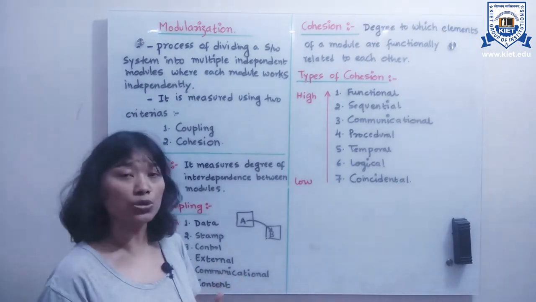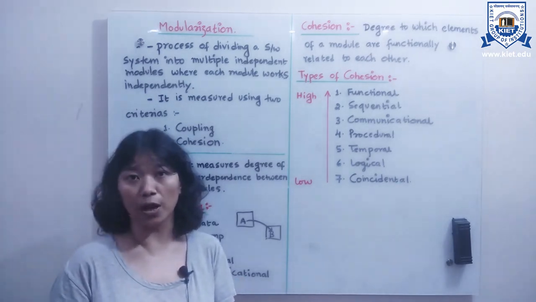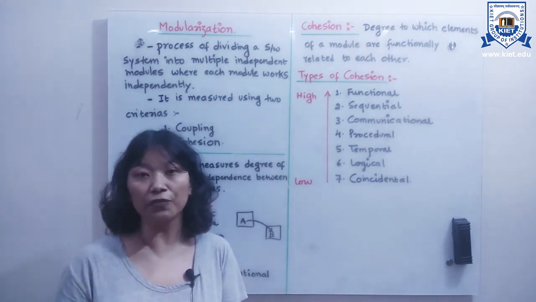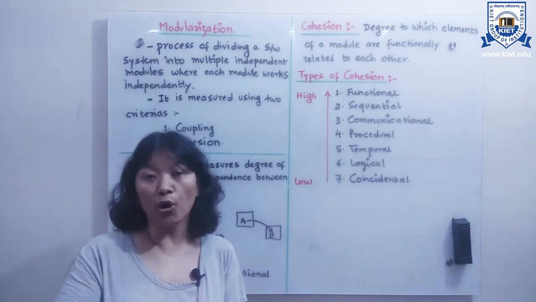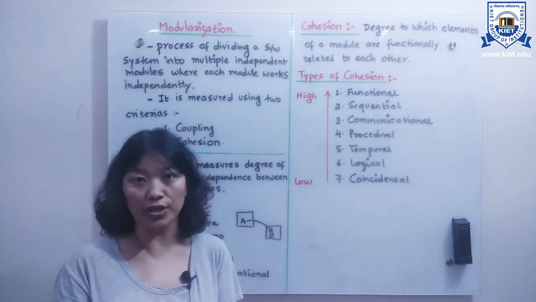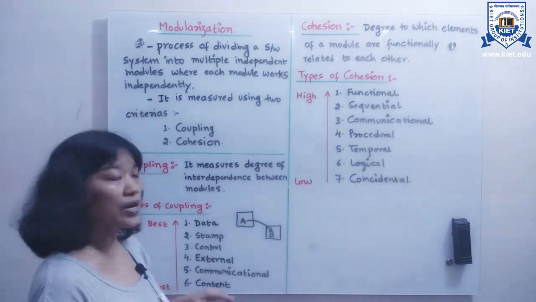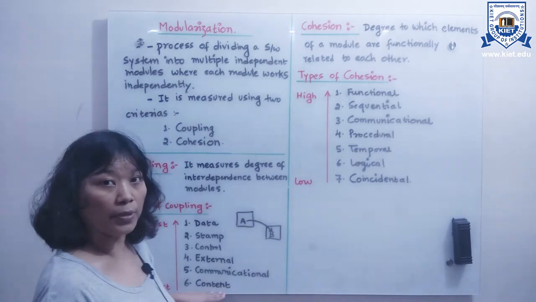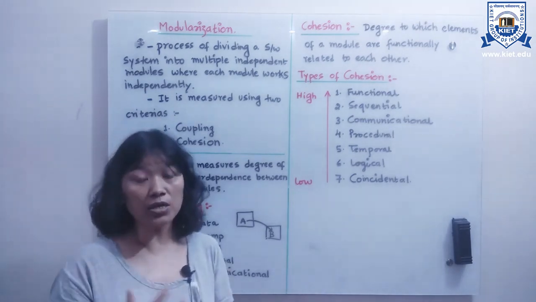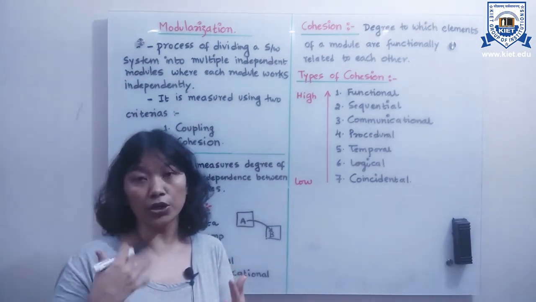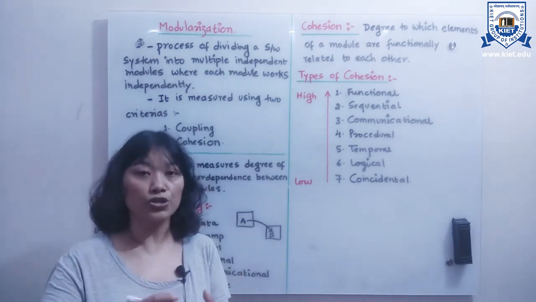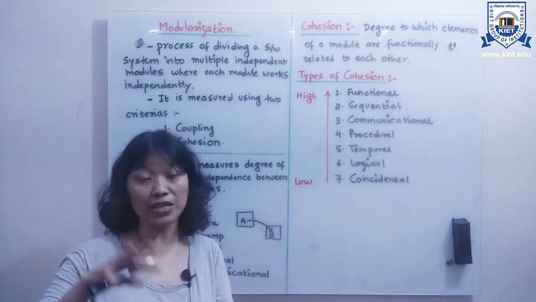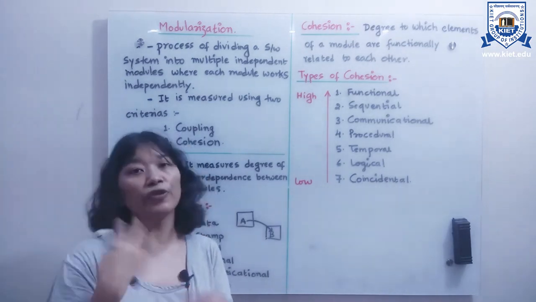And it is also not desirable to have communicational coupling, because when an error occurs, it is very difficult to track which module has accessed or changed the data. Again, the last one, which is very low desirable, is content coupling. It occurs when the control of one module is transferred into the middle of another module.